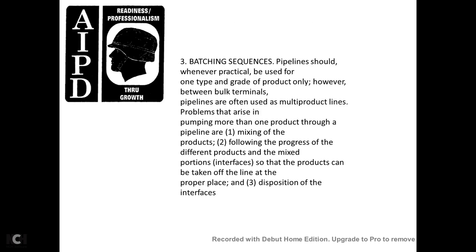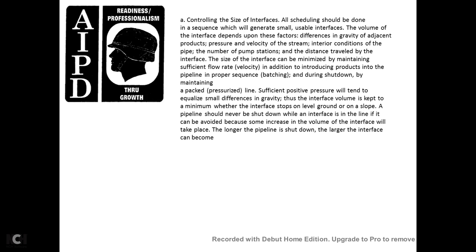All right, batch scheduling. A pipeline should, whenever practical, be used for one type or grade of product only. However, bulk petroleum pipelines are often used for multiple products. Problems arise with pumping more than one product through the pipeline: mixing of the products occurs at the boundary of the different products, so the products must be taken off the line in the proper place at the interface.